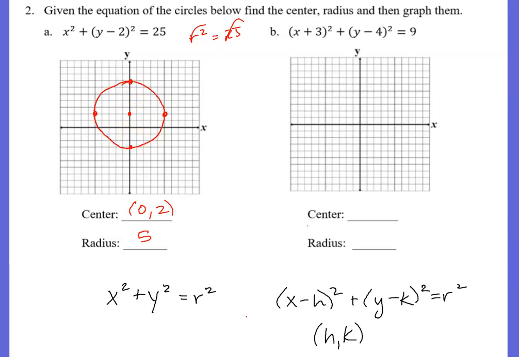Okay, let's try B. First of all, the center for B, I do have a change on x. Since it's a positive 3, it's actually negative 3, left 3. And then a minus 4 is actually a positive 4. And then again, 9 equals r squared, so r is 3. So I'm going to graph negative 3, positive 4, and then I'm just going to go out 3 in all 4 directions. And then I can connect that. So there's my circle.